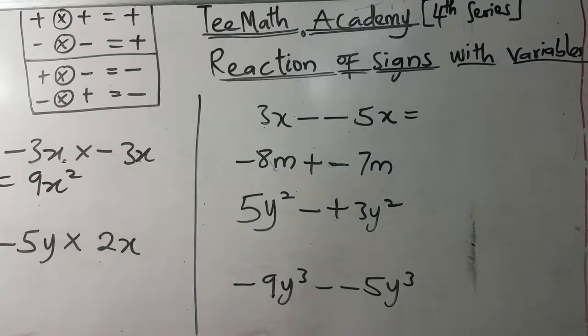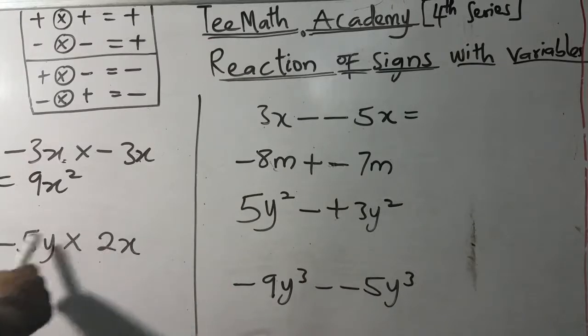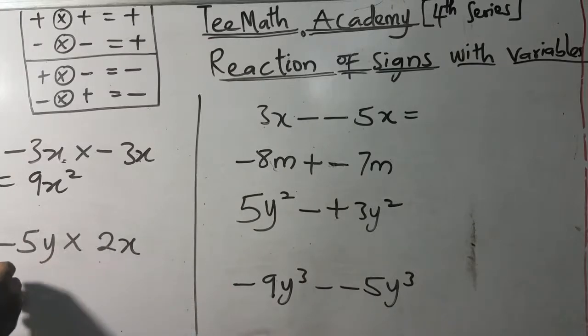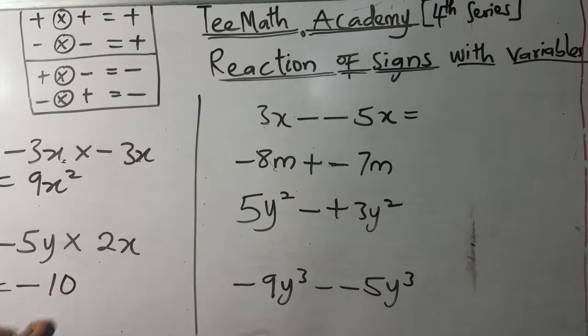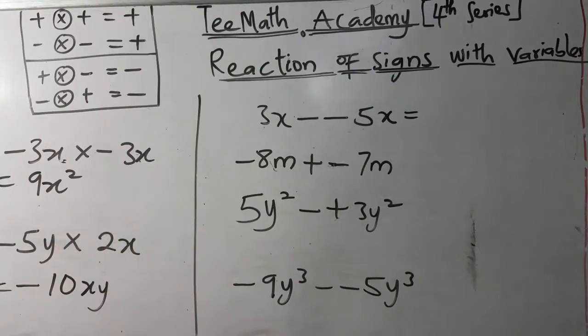The next one is minus 5y times 2x. So this one is plus minus. So minus times plus will give me minus. So minus 5 times 2 is minus 10. So then y times x is xy. It's as simple as that.